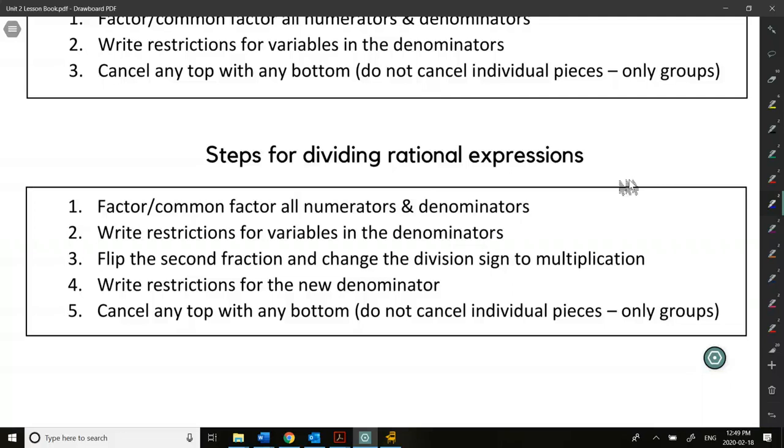Okay, steps for dividing. We're basically going to do the same thing. We're going to factor and common factor. We're going to write restrictions for variables in any of the denominators. When we divide two fractions, we take the second one and flip it, and then we change the division to multiplication. Now, if I flip the fraction, I have new restrictions in my denominator, so we'll add any restrictions to our list that we need to, and then we'll start canceling again. Remember, if you try to cancel something and there's a plus or a minus right next to it, you have to stop. Okay?